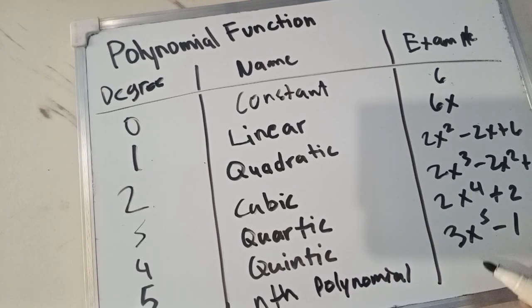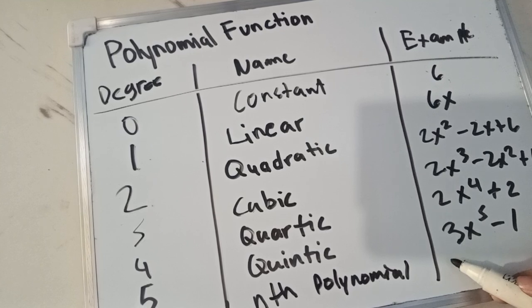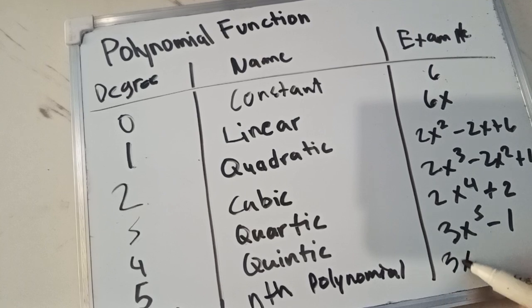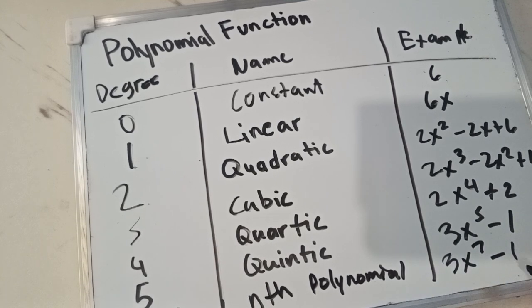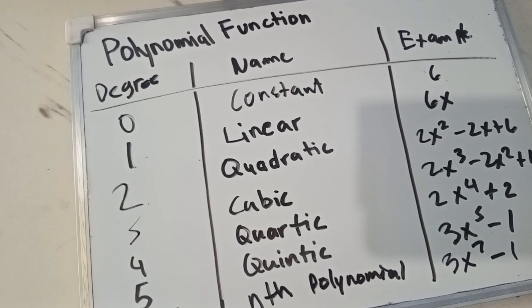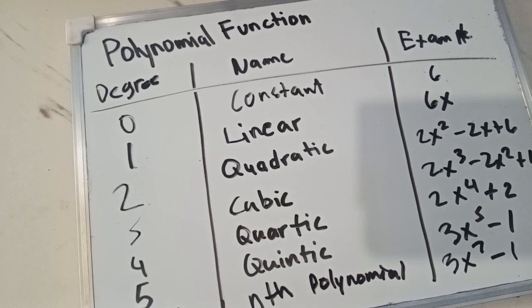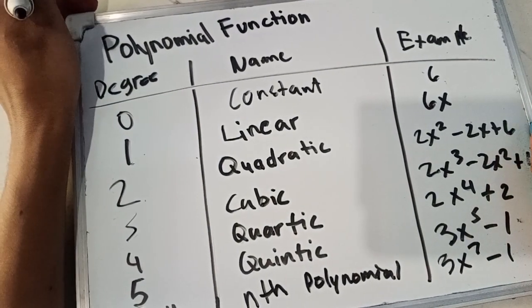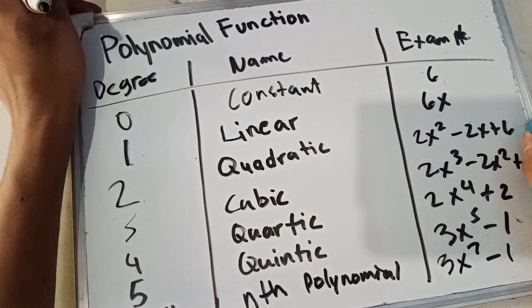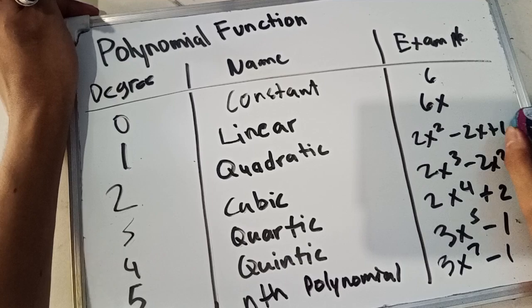So nth polynomial looks like this. So anything more than 6 is nth polynomial. So that's basically it. Now let's identify the end behavior pattern of a polynomial.